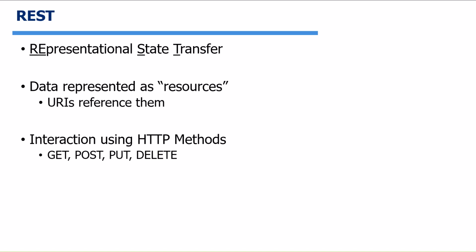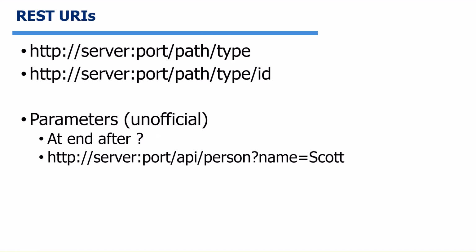All the interaction is done via HTTP methods, and there's 4 methods that we use here: get, post, put, and delete. Each of them has a specific meaning in REST. Your paths that you're going to specify to represent a piece of data on the network look very, very simple. They're HTTP or HTTPS, some server and port, and then a path, and then a type and an ID.